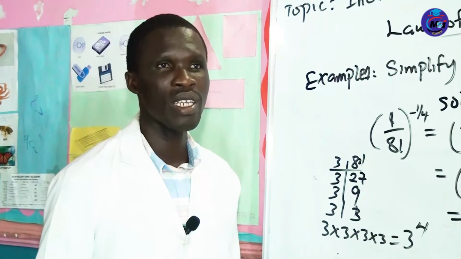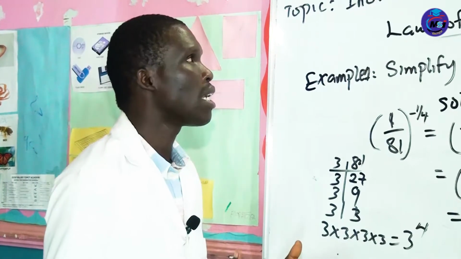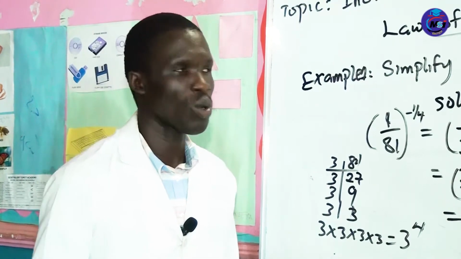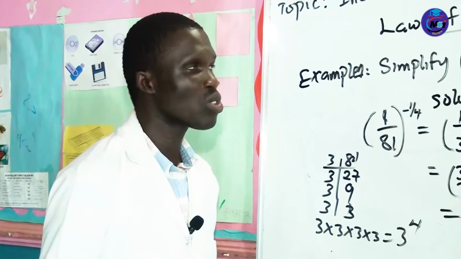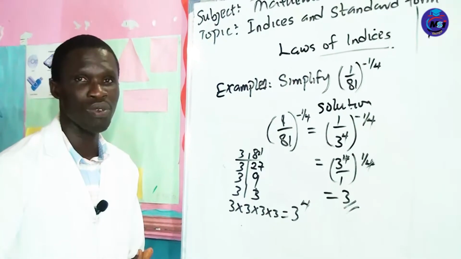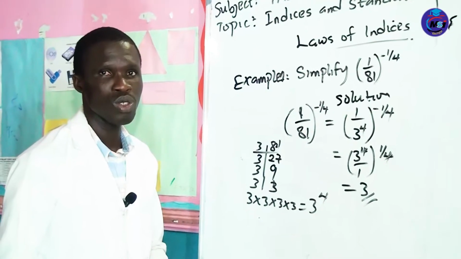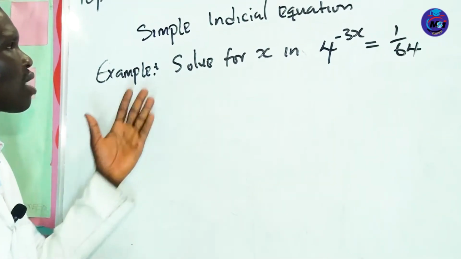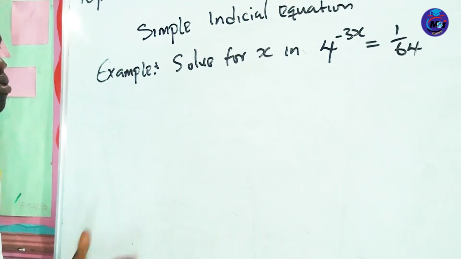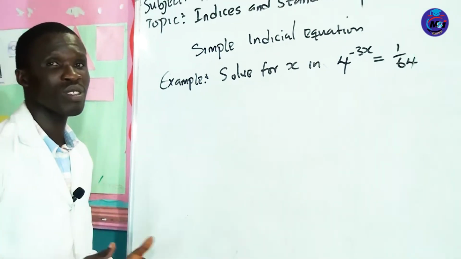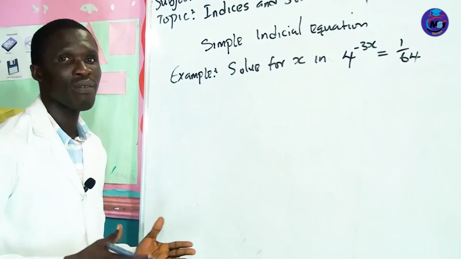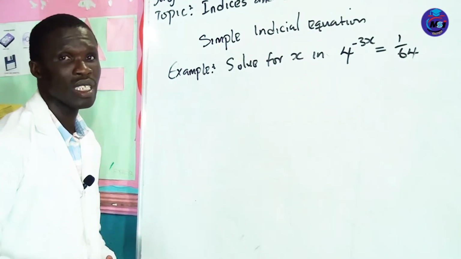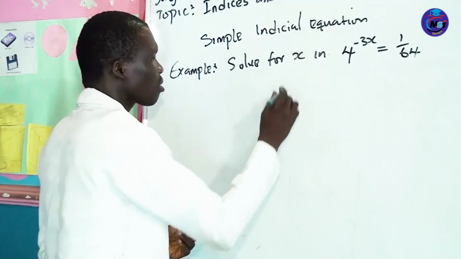The next part is talking about indices applying exponential and index. So you might find some question like the example that I'm about to give you now. How can you solve such question? So let me give you an example. Now let's look at this simple indicial equation. Simple indicial equation is referring to equation where we have exponential, and sometimes we call it index.